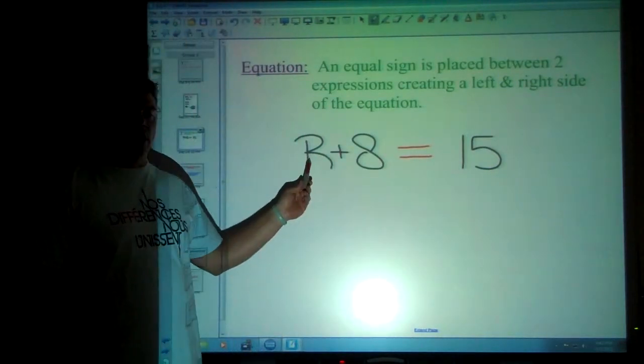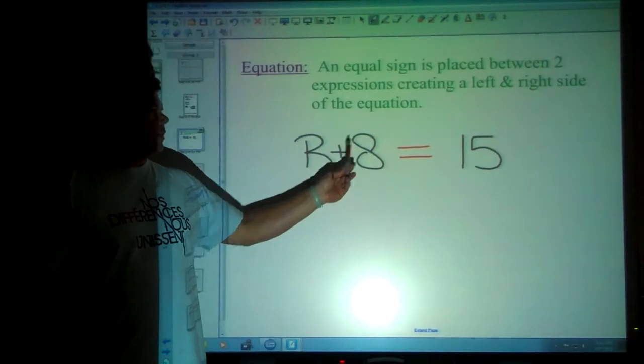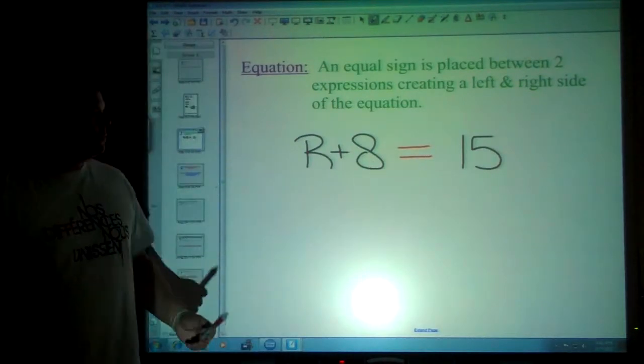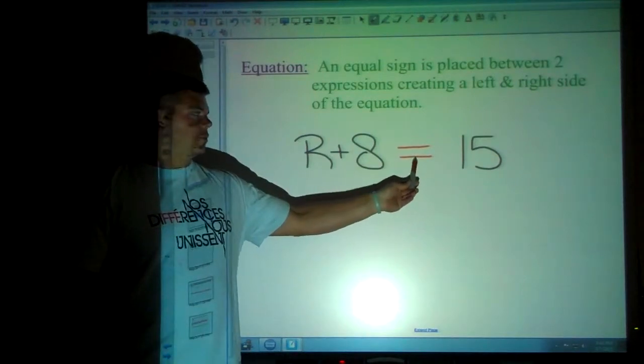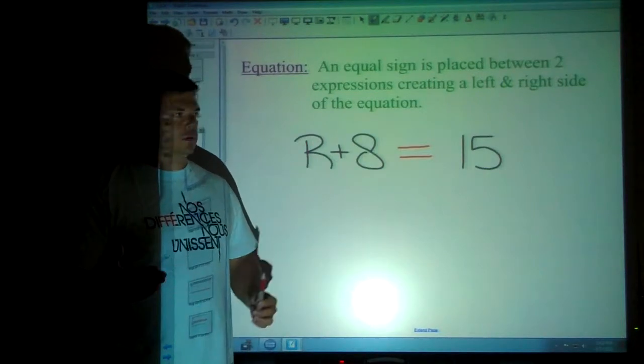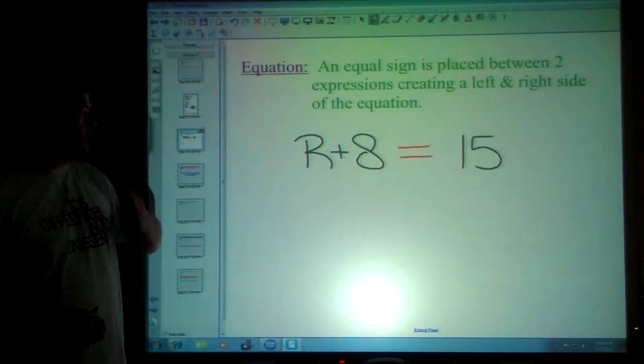So we still can have variables, we still can have operation signs, we still can have numbers. The only difference between an equation and an expression, for the most part, is that you have an equal sign. Because you have an equal sign, you will have two sides, a left and a right. And that's really what makes up the equation.